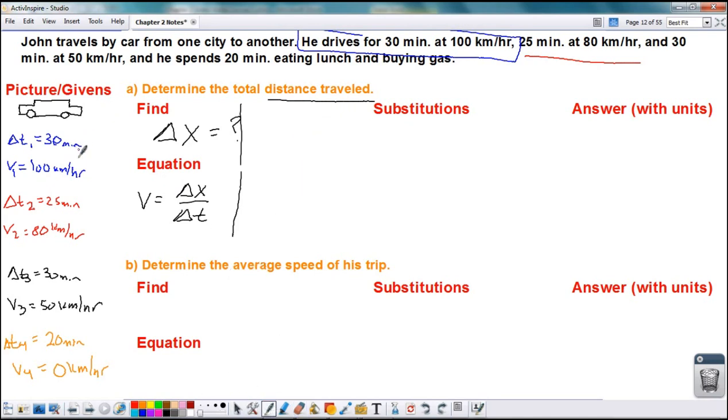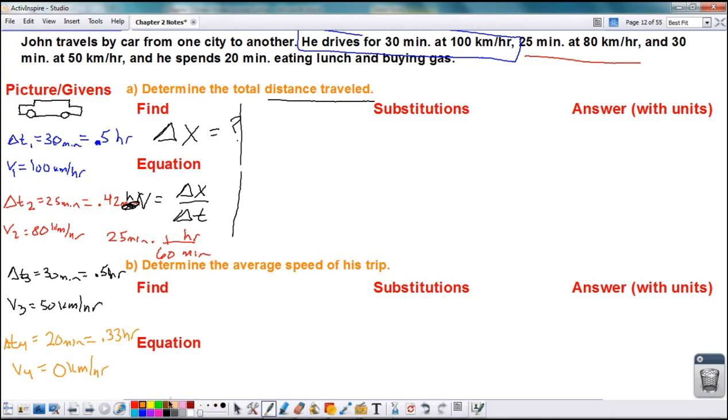So I'm going to go ahead and make all of the minutes into hours. 30 minutes is half an hour, which as a decimal is 0.5. 25 minutes, well, I want minutes to cancel, so I'll put it in the denominator. I want to have hours, so put it in the numerator. I know there are 60 minutes in 1 hour. 25 times 1 divided by 60 is 0.42. Part 3, 30 minutes, half an hour again, 0.5. And part 4, 20 minutes, 20 times 1 divided by 60, 0.33 hours.